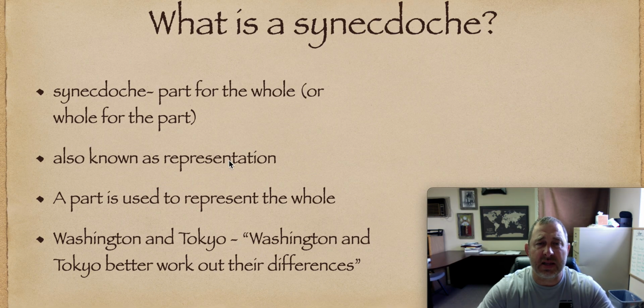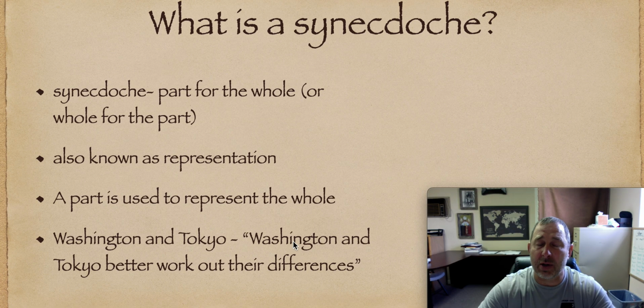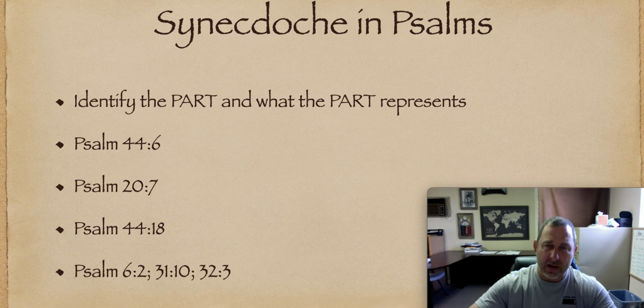So again, we see these as representations, as substitutions, right? Washington is a representation of the United States. Washington is a representation or a substitution of something else. It is a part representing or being a substitute for the whole. So this is, again, what this means. Synecdoche, a part for the whole. So again, be able to identify these things, and they are very common in the book of Psalms.